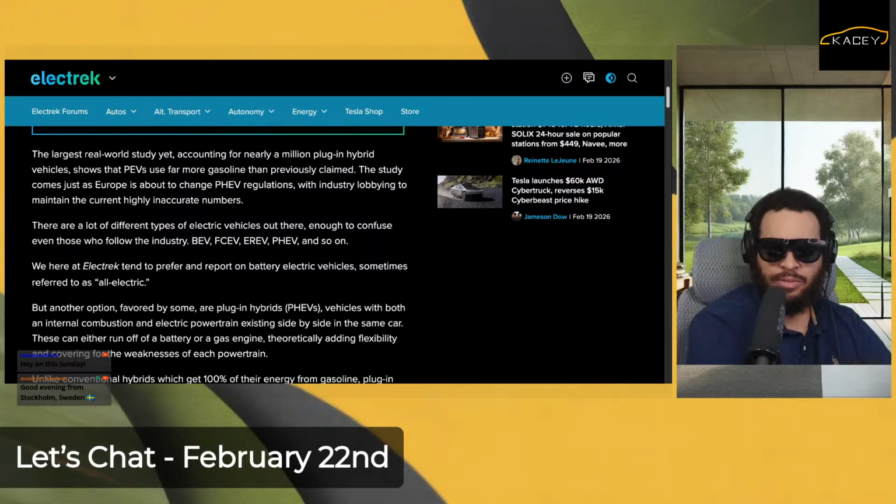Study comes just as Europe is about to change the PHEV regulations, with the industry lobbying to maintain the current highly inaccurate numbers. Of course they would. Why change anything? Keep making money.